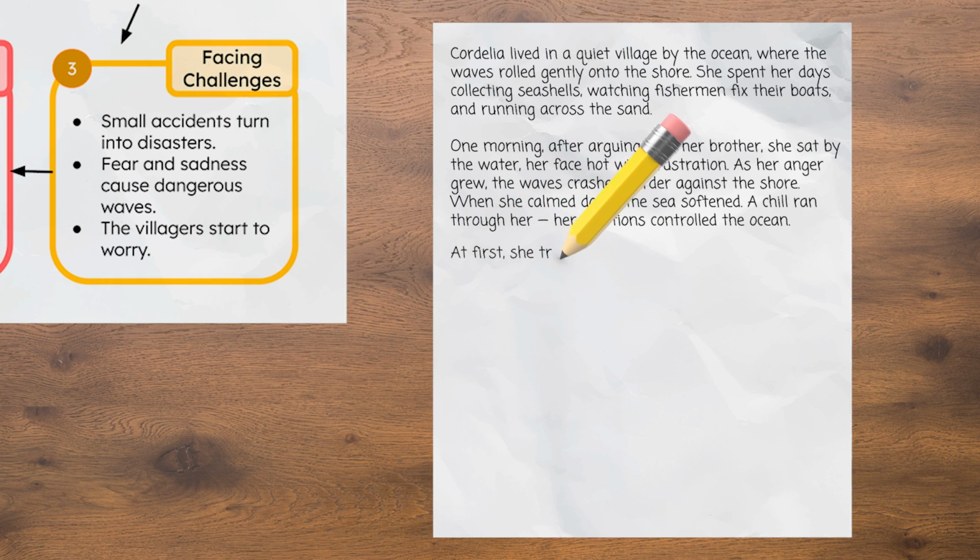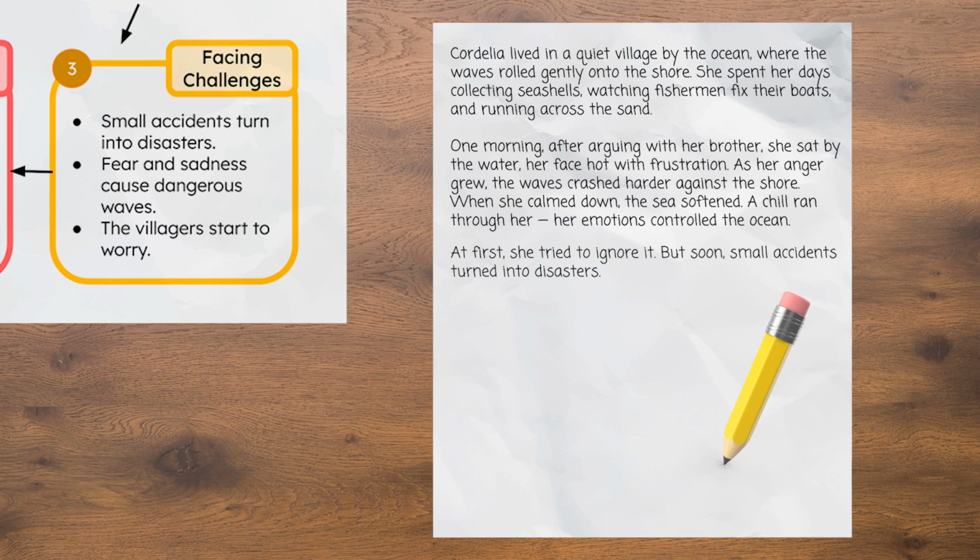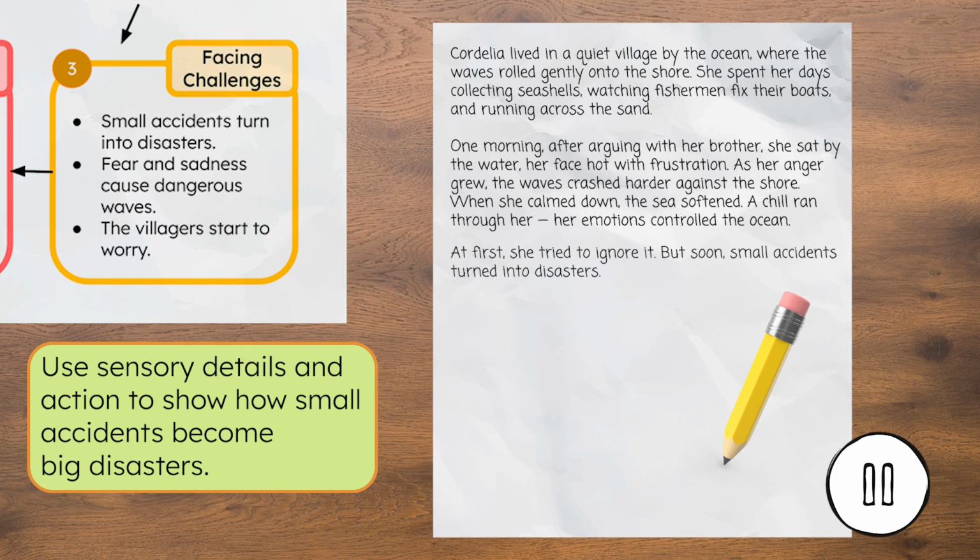At first, she tried to ignore it, but soon small accidents turned into disasters. Okay, notice how I'm telling the readers that small accidents turn into disasters? How can we show this in our story? Pause here to write 2 to 3 sentences showing, using sensory details and action, how Cordelia is facing disastrous consequences from her connection with the ocean.